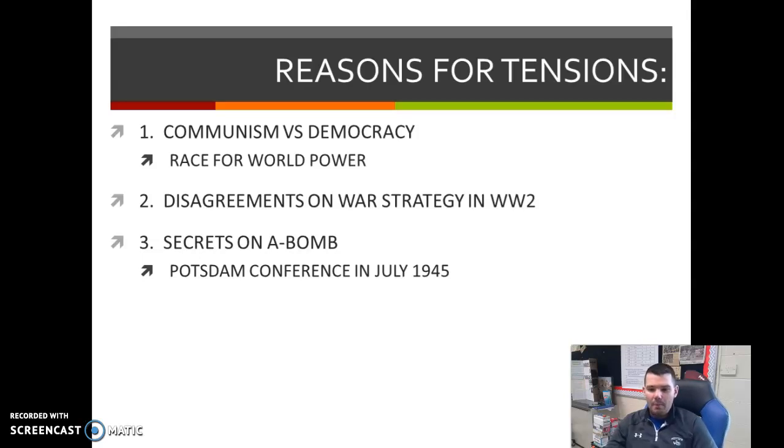Secrets on the atom bomb. We're on the same side, and we're not really sharing our technology and what we have with the Soviet Union. All along, we're trying to get them to attack Japan with us, and behind closed doors, we end up having this super weapon that was going to end it, which some say played a huge role in us using it to showcase our strength and to scare the Soviet Union.